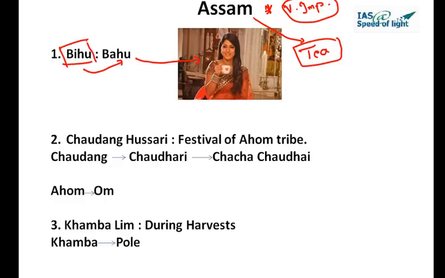The second important dance which you have to remember for Assam is Chaudhang Husari. Chaudhang Husari is a festival of the Ahom tribe. So from Chaudhang we get Chaudhari, and from Chaudhary we get Chacha Chaudhary. I think we all know Chacha Chaudhary, a very famous cartoon character, the comic character, Chacha Chaudhary and Sabu.